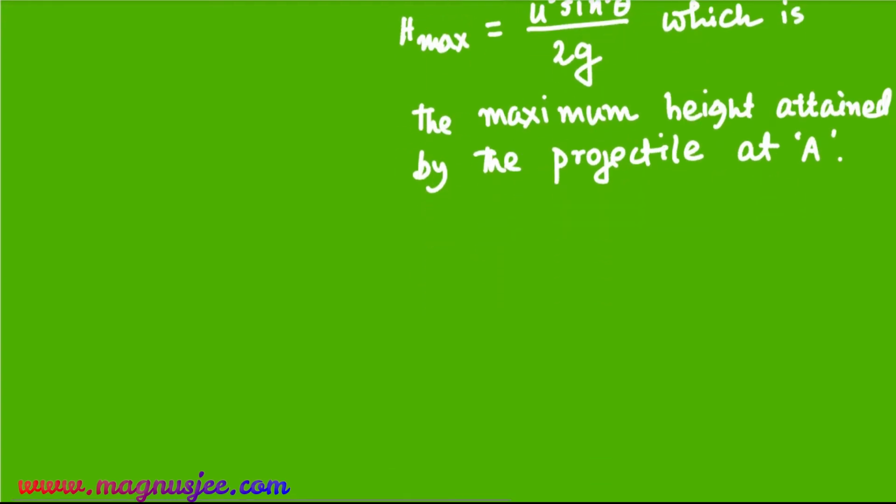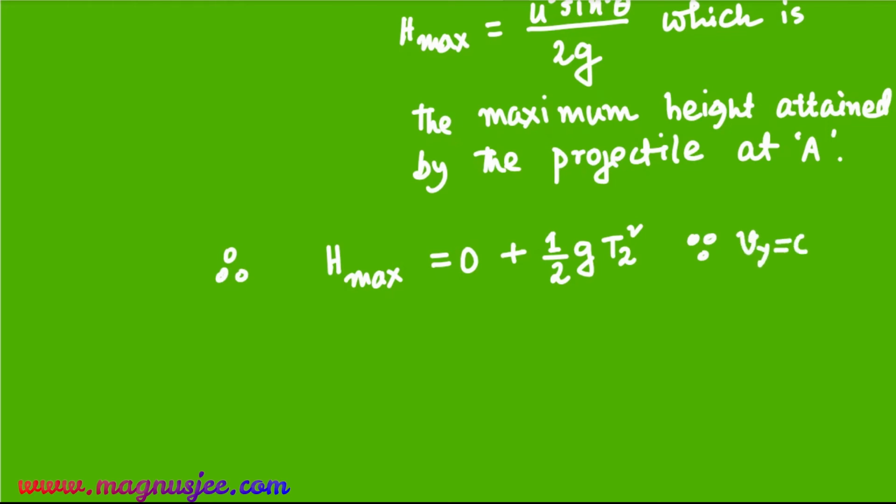Now putting the expression of h max, we get h max equals 0 plus half g T2 square, where Vy is 0.